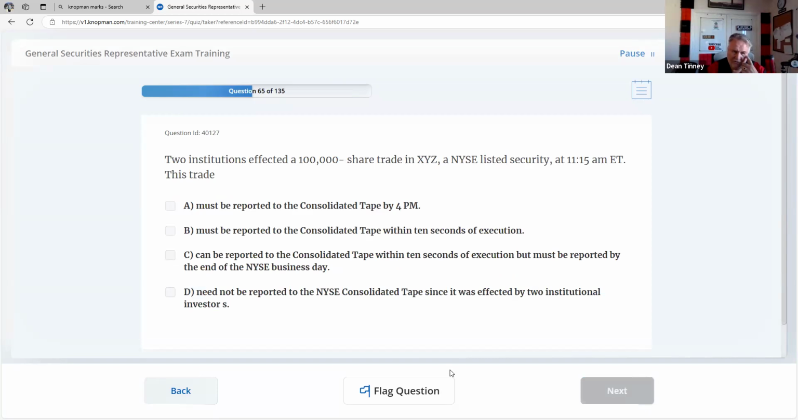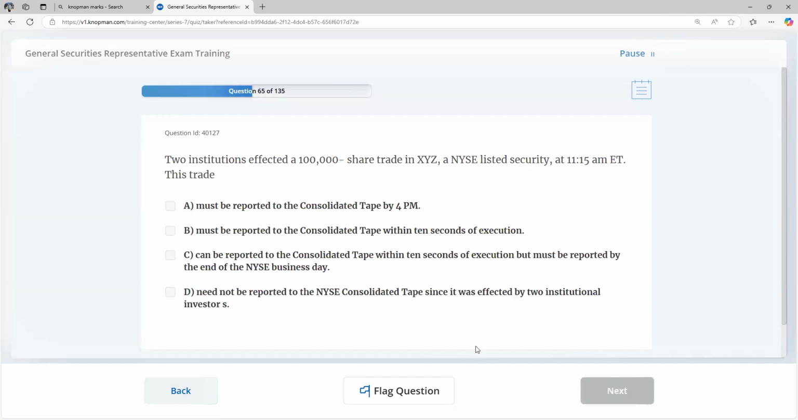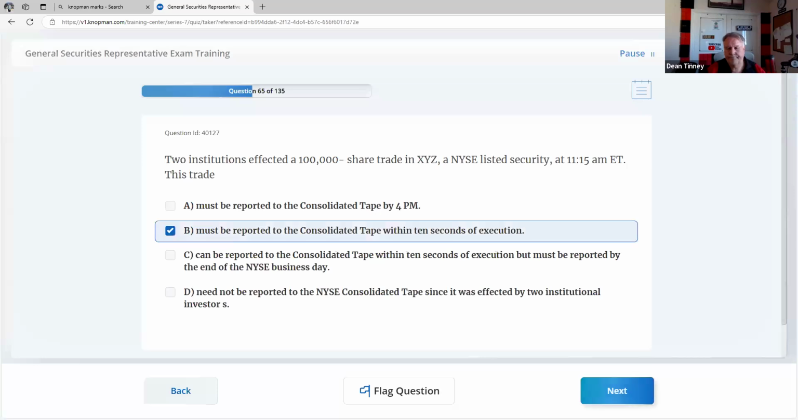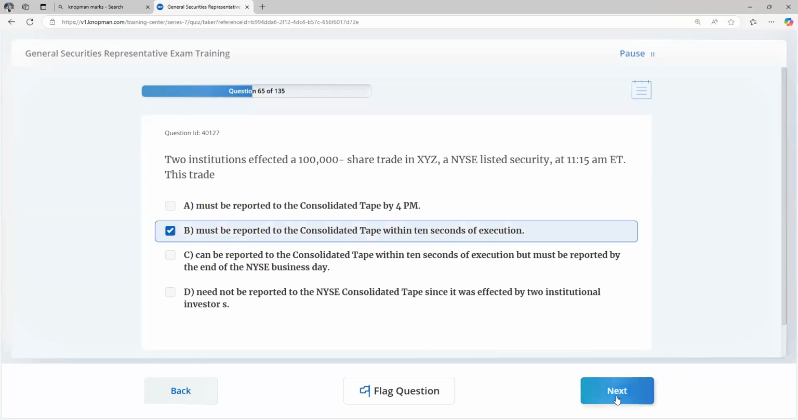Okay. An institution effected a 100,000 share trade in XYZ, a New York Stock Exchange listed security, at 11:15 a.m. Eastern time. This trade has to go to the consolidated tape within 10 seconds of execution. Right on, I recently studied that, literally last night.